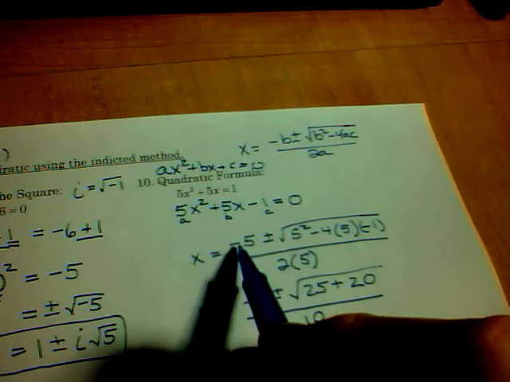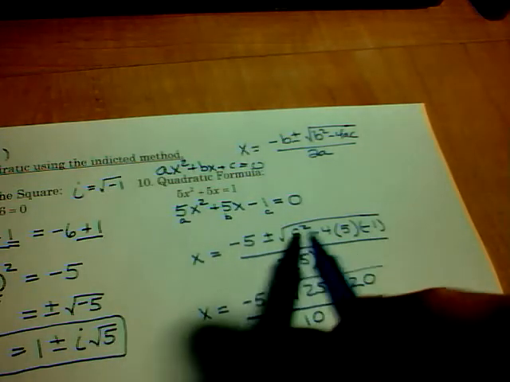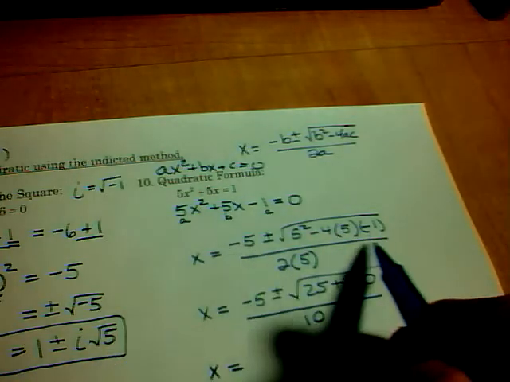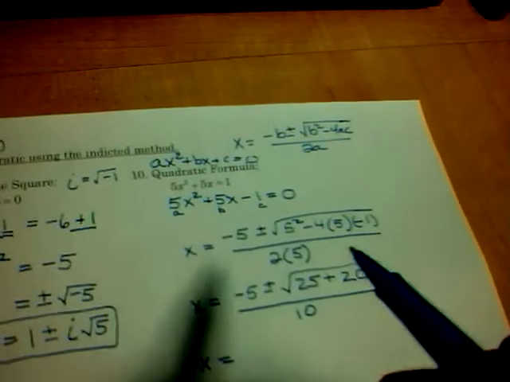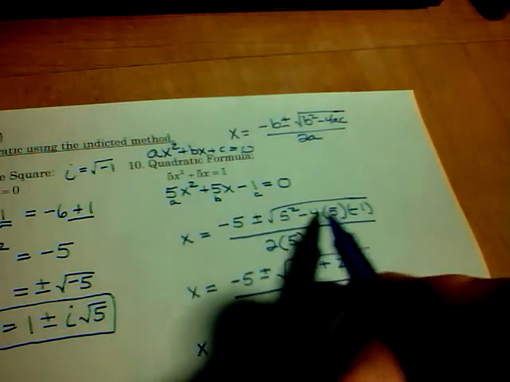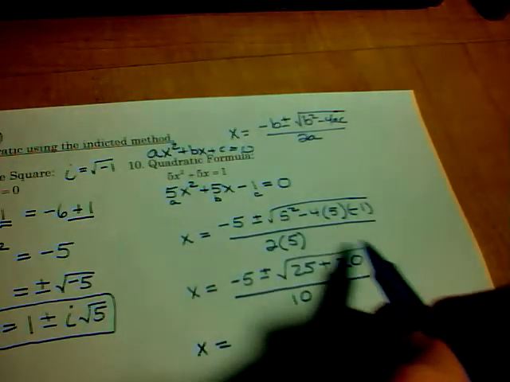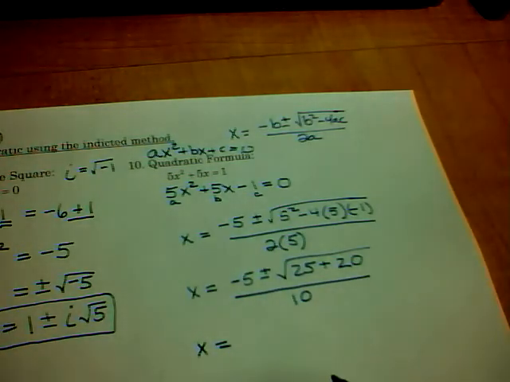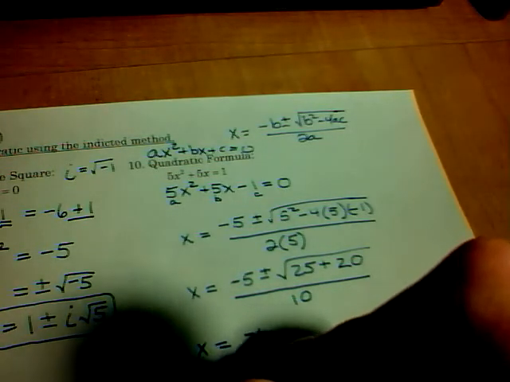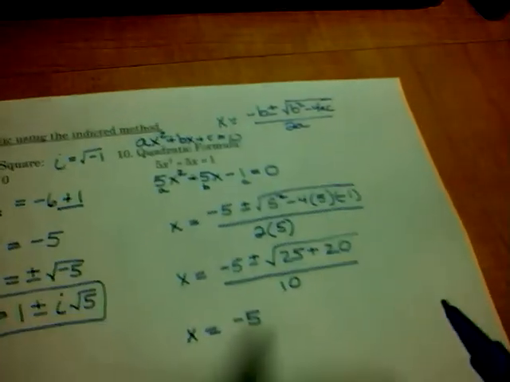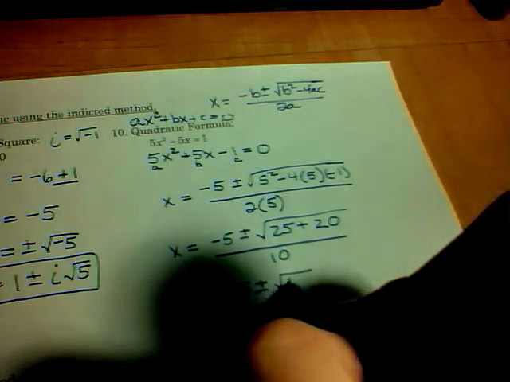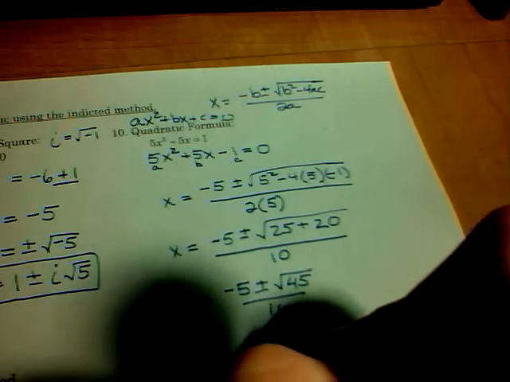You've got opposite of b plus or minus square root of b squared minus 4 times a times c all over 2a. And then brought down the negative 5. I squared the 5, multiplied these terms together to get the negative 20, and then that's all over 10. Okay, so then we can simplify this a little bit more. This is negative 5 plus or minus the square root of 45 all over 10.